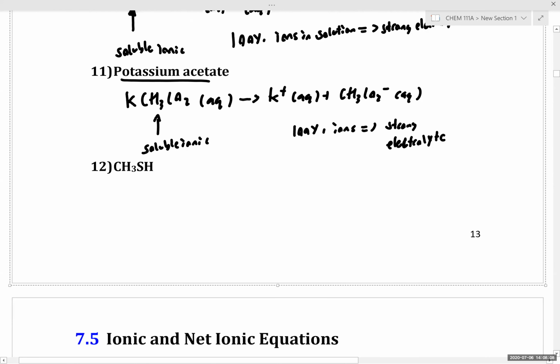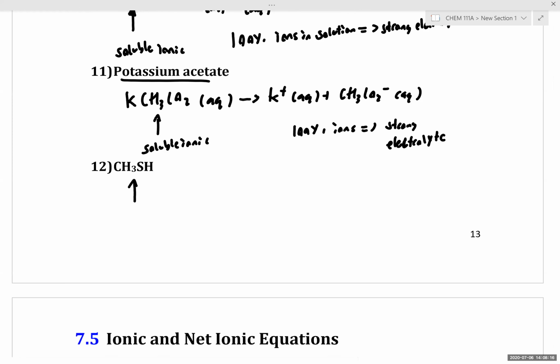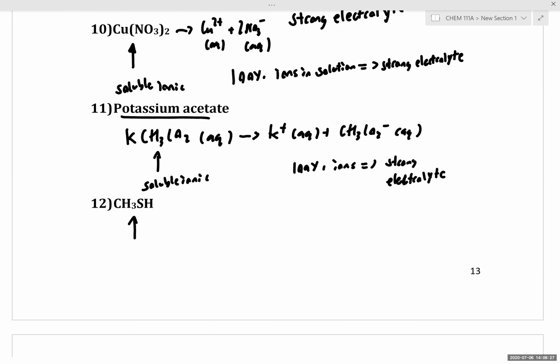Okay, let's do one more. So let's look at the following compound. Methane thiol. What are you saying, that even though it's a weak acid, it can be a strong electrolyte? What are you referring to? Acetic acid is a weak acid, but an acetate salt is an entirely different species. You are correct in that acetic acid is a weak acid and a weak electrolyte, but this is potassium acetate. It's a soluble ionic compound, and those soluble ionic compounds can completely dissociate into their component ions. Perfect.